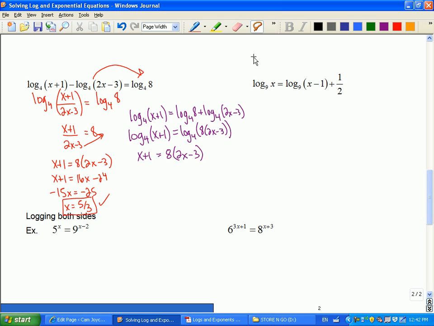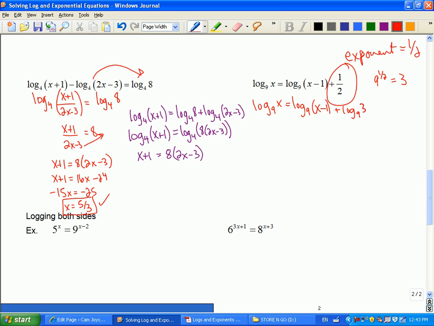Change 1/2 into a log. That's exactly what we're going to do. Can anyone be more specific? Log base 9 of 3. So remember, when someone's asking about logarithms, they're really asking about an exponent. They're saying, what is the exponent? And you're telling them the exponent equals 1/2, right? So if I put it into the log, 9 to the 1/2, that's 3. So I could rewrite this as log base 9 of x equals log base 9 of x minus 1 plus log base 9 of 3.